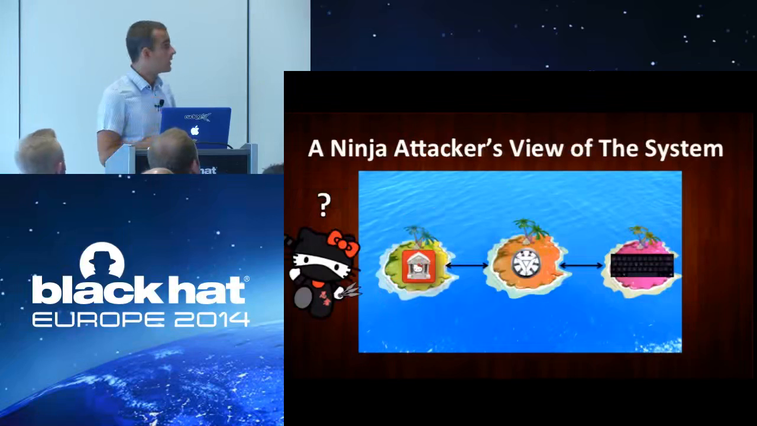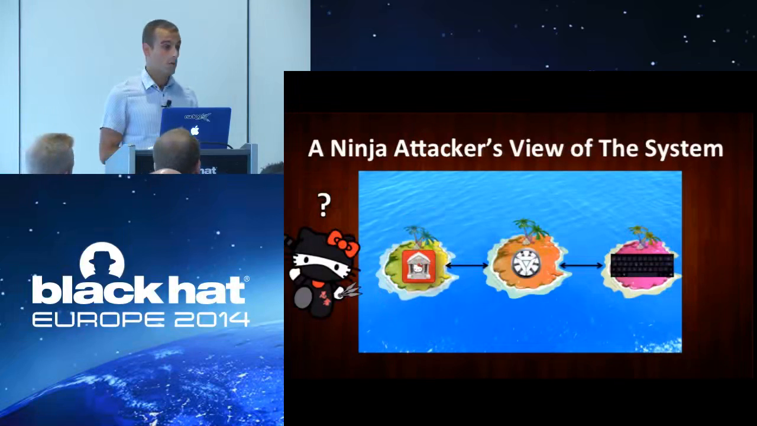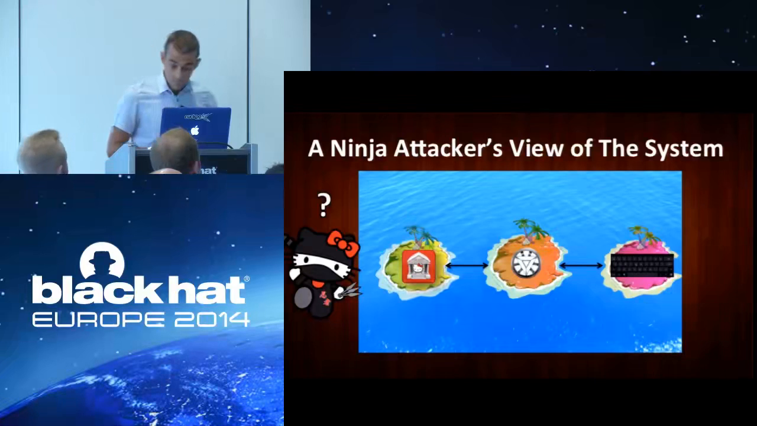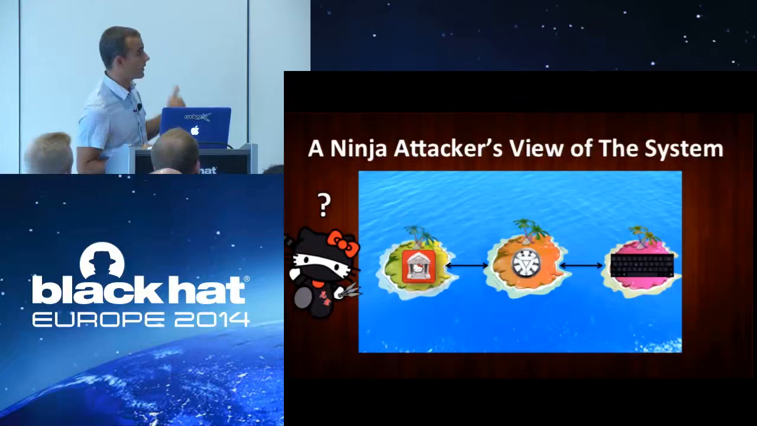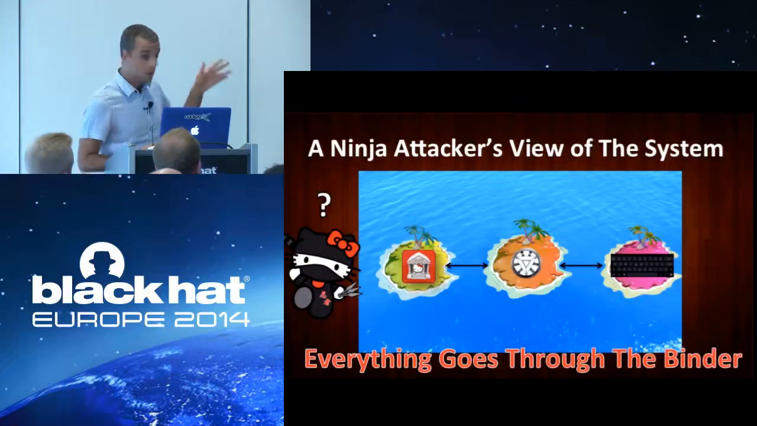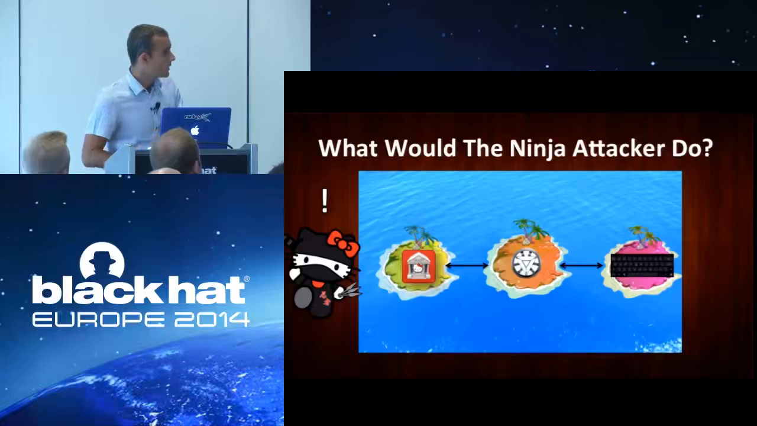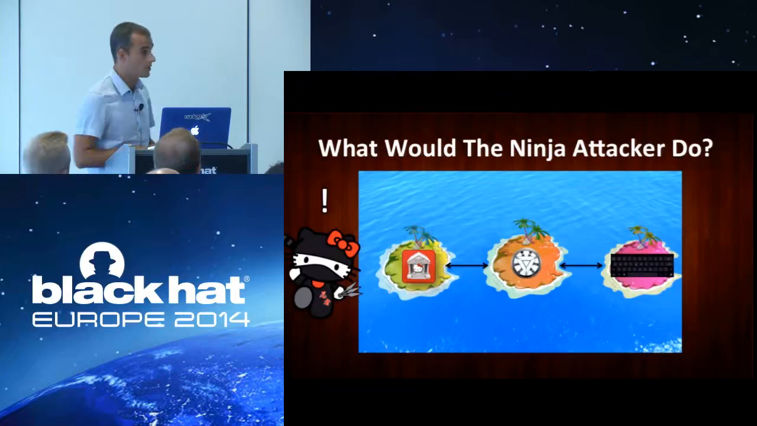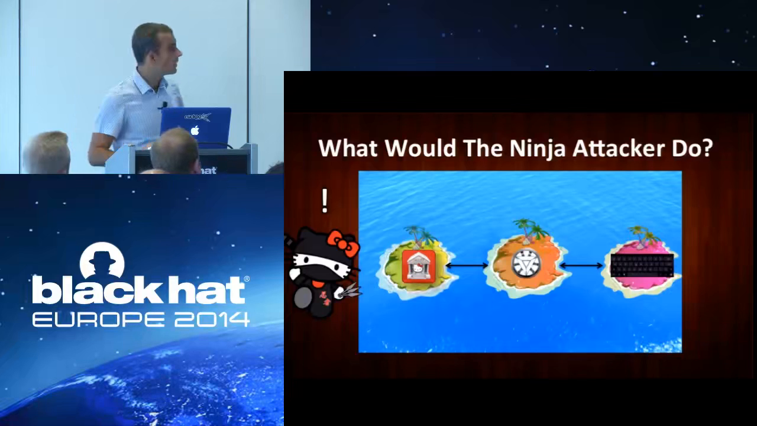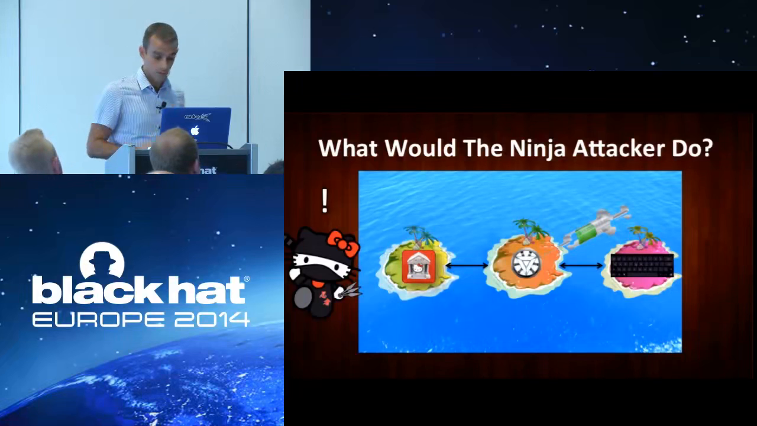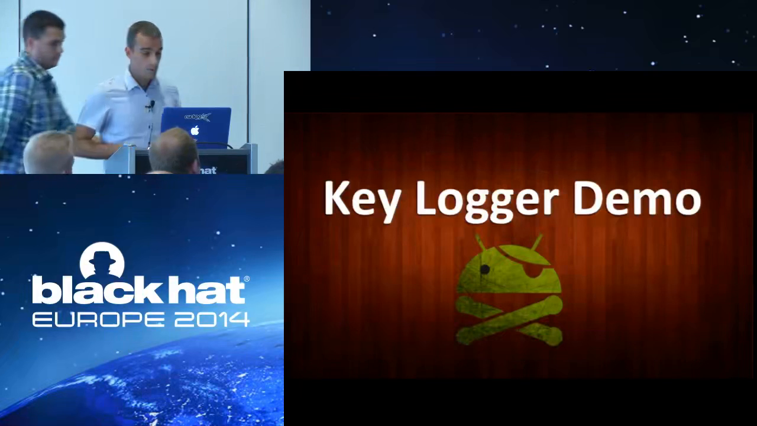Now let's look at how a ninja attacker would try to do it, and first of all, how he would view the system. Well, when a ninja attacker looks at the system, the first thing that he takes into account is that everything goes through the binder. And what does that mean in this context? Well, it means that as the keyboard data gets sent from the keyboard server to the banking application, it all moves through binder in those parcels we've discussed. So the only thing we need to do is capture these parcels and parse them and get the keyboard data out of them. And for that, we'll have a demo. I'll show you exactly how that's done.